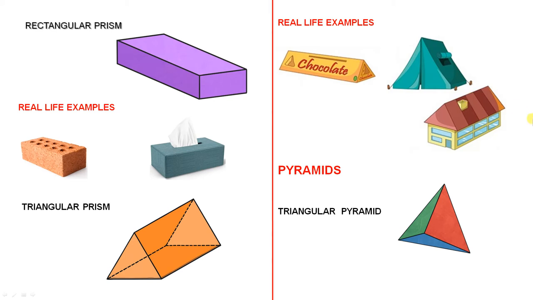Okay, so what we have then is we've got the pyramids. So here is a triangular pyramid. So the base is a triangle, and then it goes up to a point. That's why it's called a triangular pyramid.